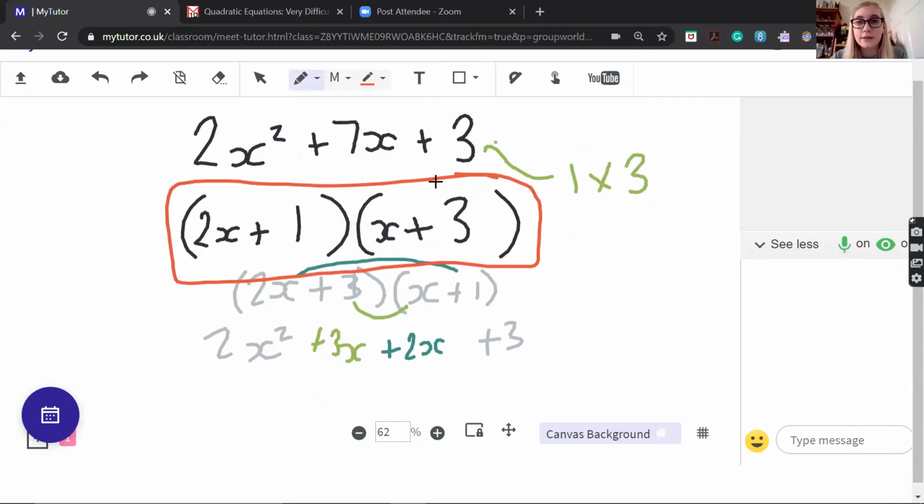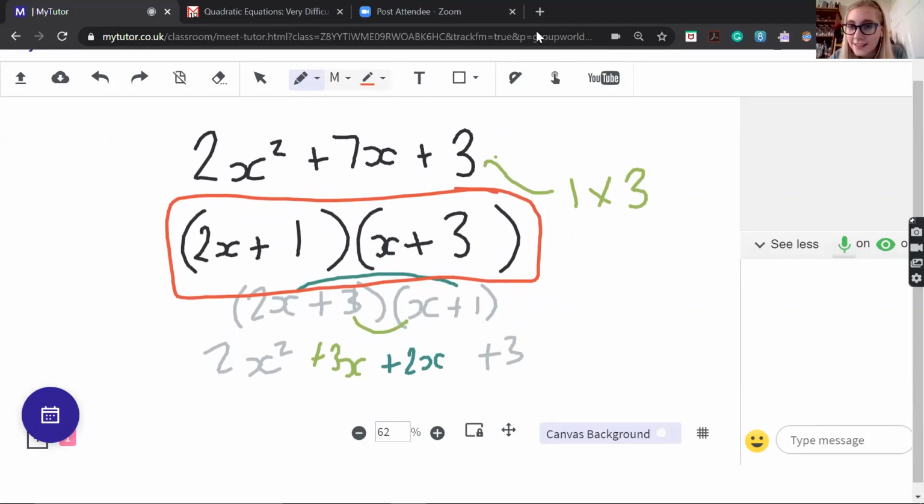Hopefully that made sense. Shout in the chat if it doesn't. I can't see anything in the chat. I hope that's because you're not talking rather than that it's broken for me. But we'll just do another example.